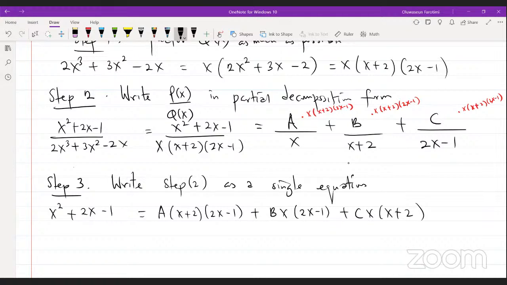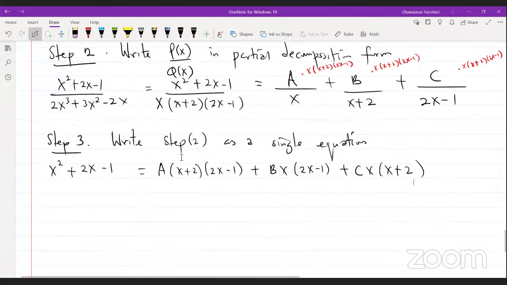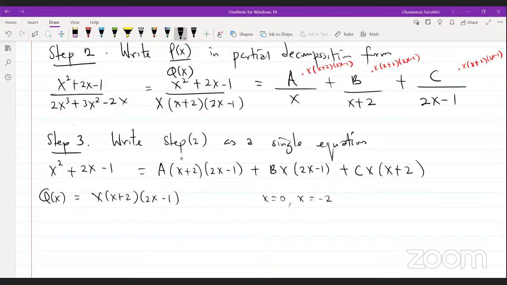Now let me give you a trick when you get to this point about what to do. The trick is to remember that my Q of X actually simplified to be this guy. Think about it intuitively: by setting this guy to 0, my X is going to be 0, my X is going to be -2, and my X is going to be 1/2.